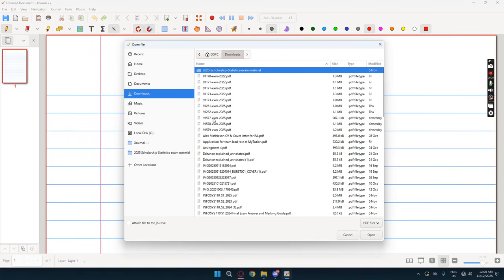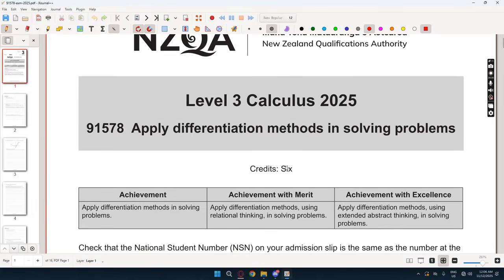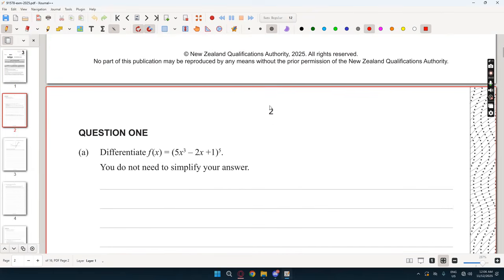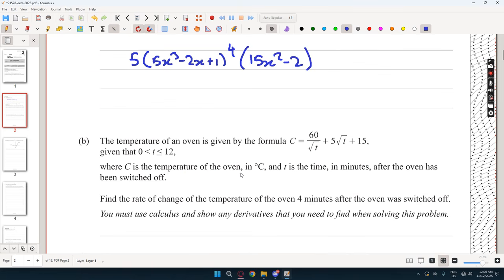91577, so let's do 91578 next. Differentiation. Okay. Differentiate this. Well, that's 5 lots, power 4, times 15x squared minus 2.